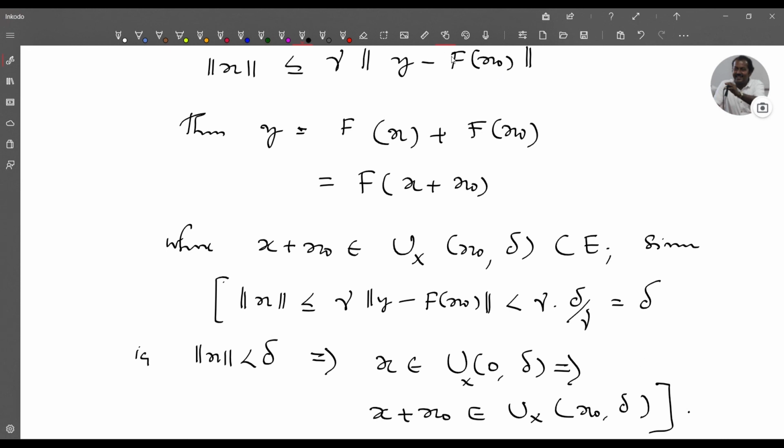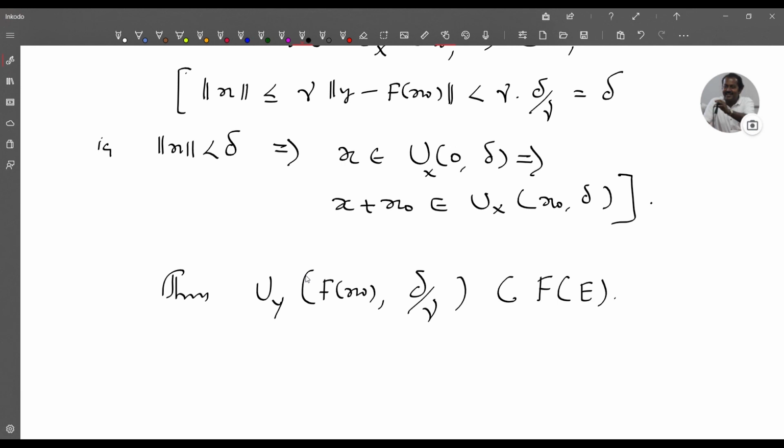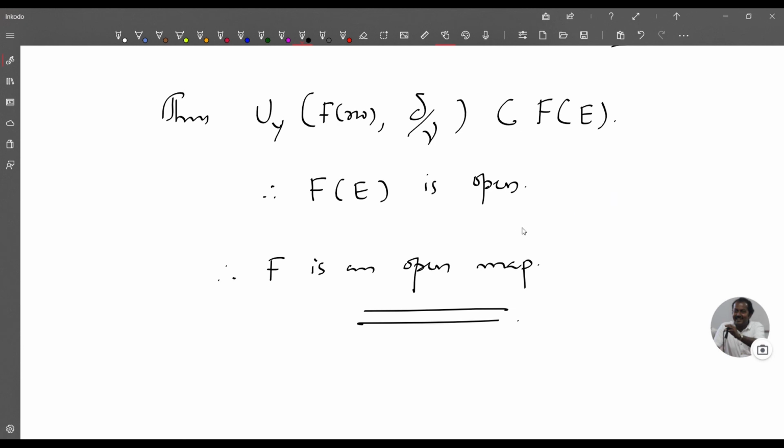Thus, U_Y(f of x naught, delta by gamma) is contained in f of E. Therefore, f of E is open. Therefore, f is an open map. So this proves that theorem.